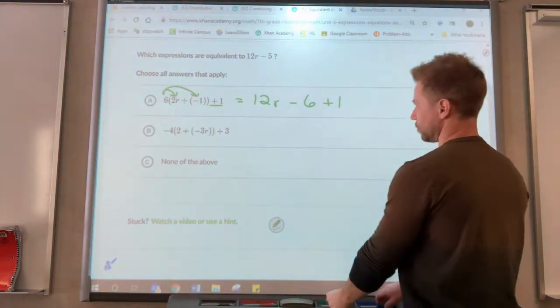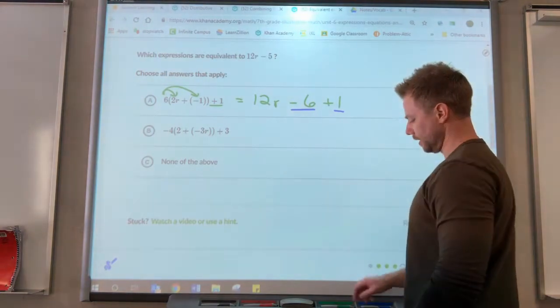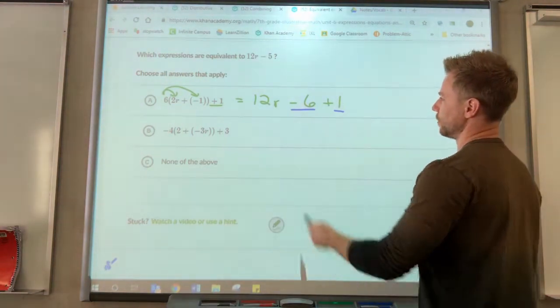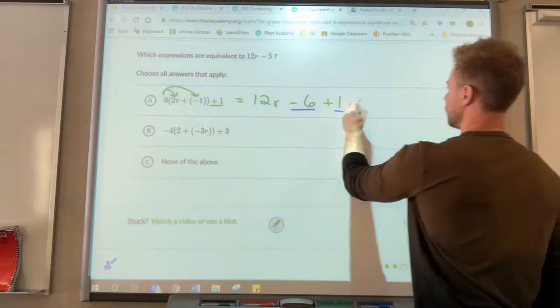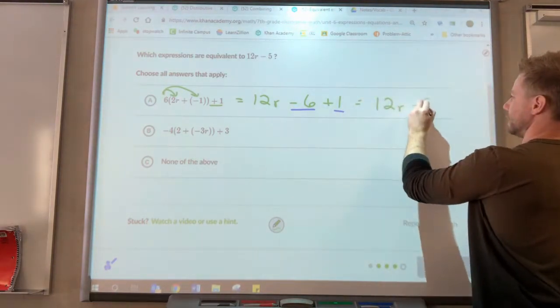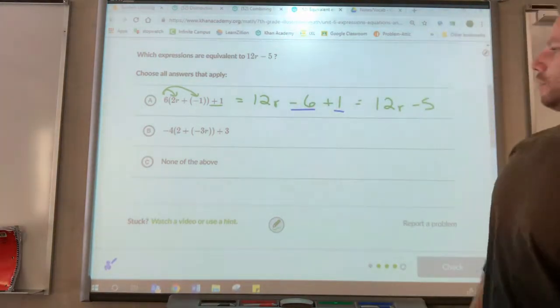We have some like terms, our negative 6 and our positive 1. They're unlike, so we subtract. Keep the sign of the bigger number. 6 minus 1 is 5. 6 is bigger, it's negative. So that becomes a negative 5. So it looks like that matches exactly what we needed.